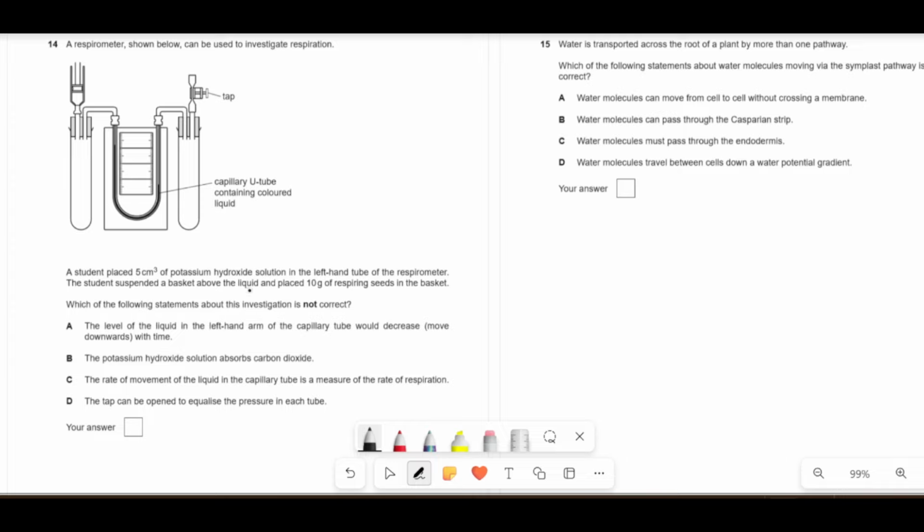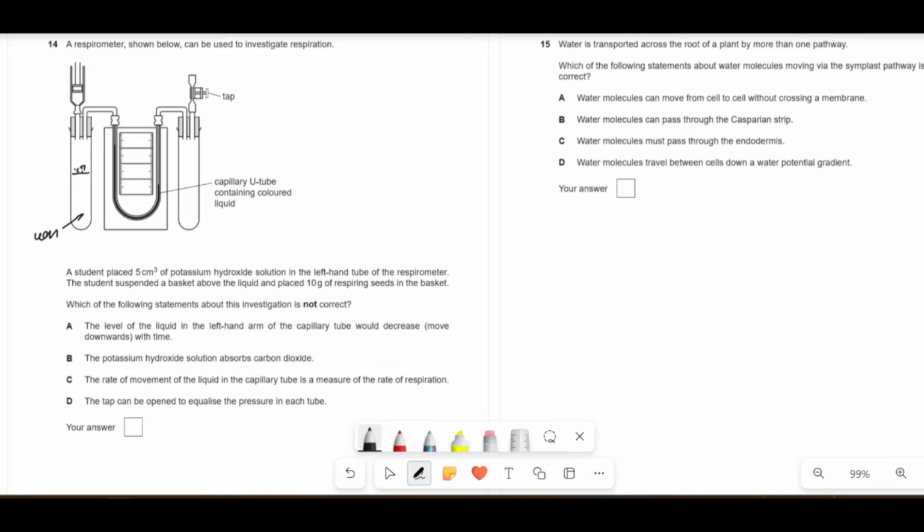So next it says, a respirometer is shown below can investigate respiration. A student placed 5 cm cubed of potassium hydroxide on the left-hand side of the respirometer. So in here there's KOH, fine. And then they suspended a basket above the liquid and placed 10 grams of respiring seed in the basket. So here we go, and there's our seeds and they're respiring. Which of the following statements about this investigation is not correct?